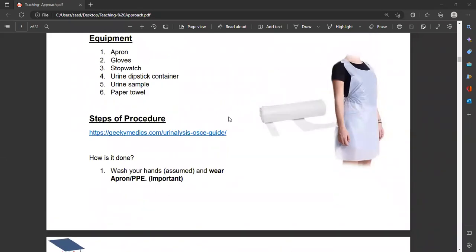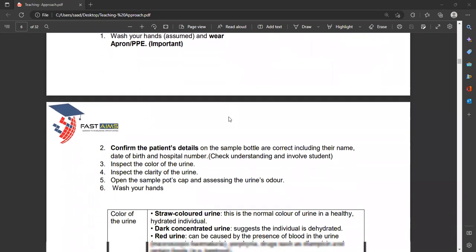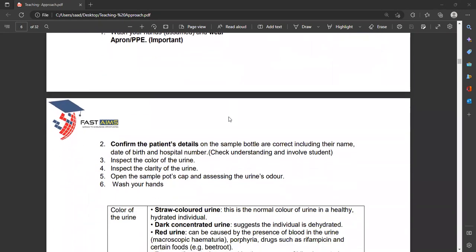The first thing is wear apron, and just offer one to the student as well. Just ask him, do you want this apron? He would certainly say no. So just show that you also need an apron because we are going to examine urine. Okay, then again, safety check, identity.